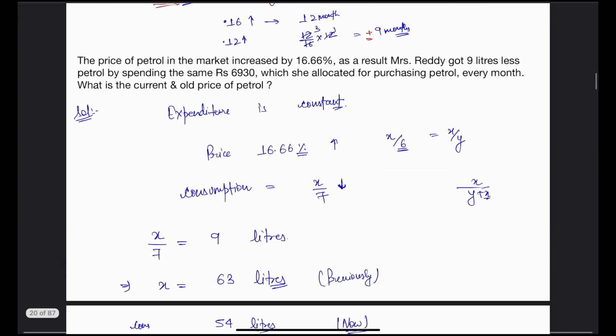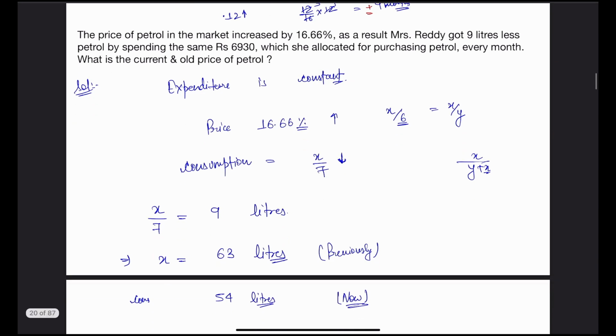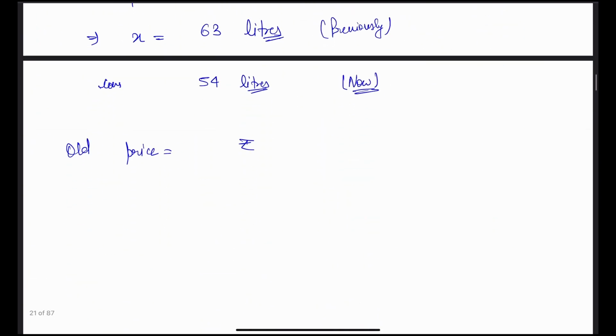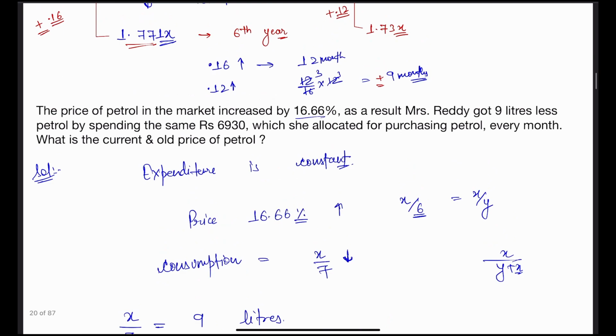Let's see what the question is asking. What is the current and old price of petrol? So current or old? Let's find the old first. Old price will be equal to how much he was spending, 6930, divided by 63. So I get 110. So right now the price is 110 rupees per liter. Okay, 110 rupees per liter, and for the new price, it is already written 16.66% increase.